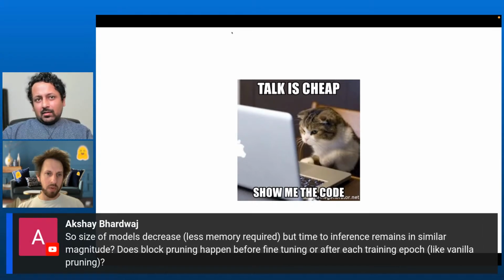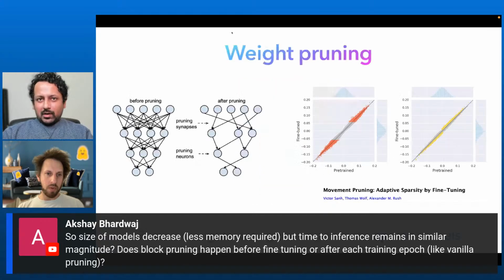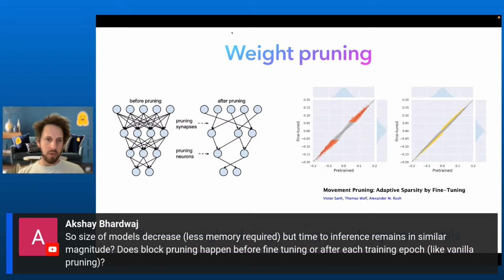So the size of the model decreases, but the time to inference remains in a similar magnitude. Does block pruning happen before fine-tuning or after each training epoch, like in vanilla pruning? Yeah, great question. Until recently, it happened after training. But in this follow-up paper from the movement pruning one, they do it during training. Oh, wait, sorry, that's not right. No, it is, if memory serves me correctly, it's done after. Actually, I kind of don't. I'm not going to say something truly false. My hunch is it's done after, also in the follow-up work, but I need to double check.